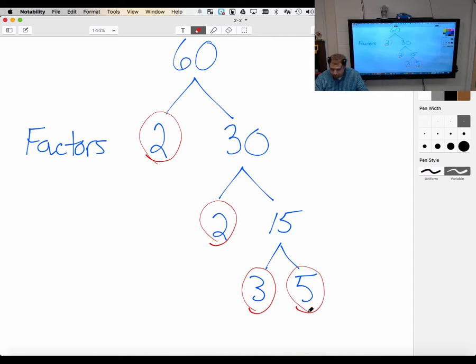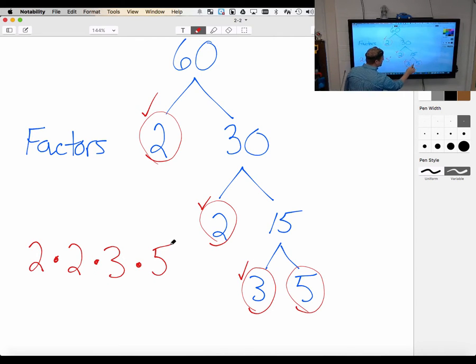Now, stop. If all of my factors get to a point where they're all circled, I'm done. Okay? So then I have to rewrite it. And here's how we do that. We pull all the factors out and we just multiply them by each other. All of the prime factors. Get the whole prime factorization thing going on here? So, 2, check, times 2, check, times 3, check, times 5, check, times 5, check. That is a prime factorization for 60.